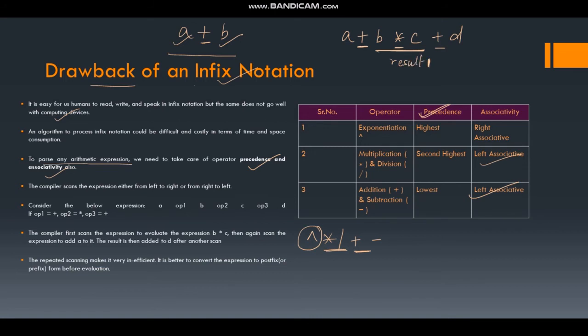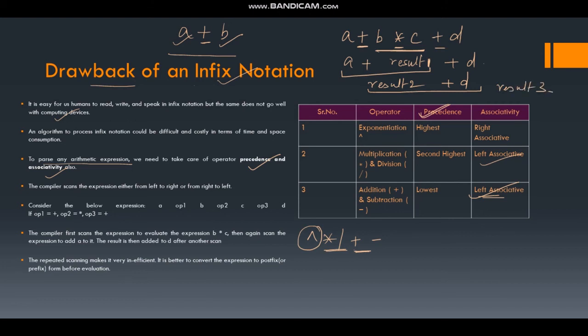Let's store this in a value result 1. Then we have a plus b cross c plus d. So then we can write this as a plus result 1 plus d. Now we can see that addition and subtraction are left associative. So then again we'll be scanning a plus result 1, we'll be storing it with result 2, and then again after scanning we'll be adding this to a value d and storing it in a value result 3.